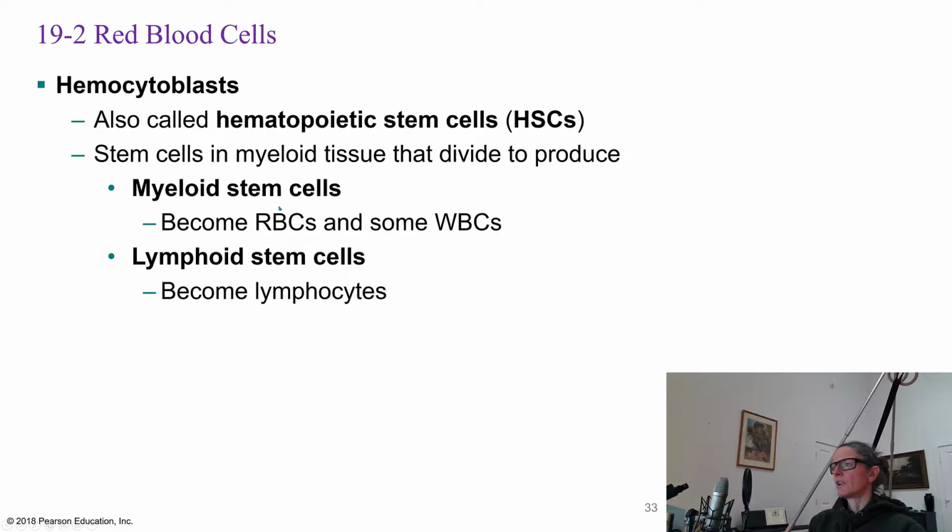Everything else, all of our erythrocytes, 4 of our 5 leukocytes, and our platelets are going to arise from myeloid stem cells. And really, the platelets themselves come off a giant cell called a megakaryocyte. And we'll talk a little bit about that later on. But all of those cell types are going to be derived from myeloid stem cells. Lymphoid stem cells are always going to give rise to lymphocytes.